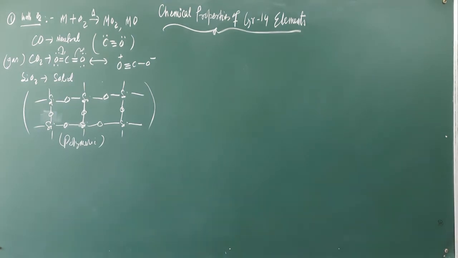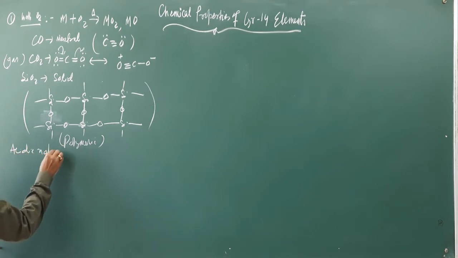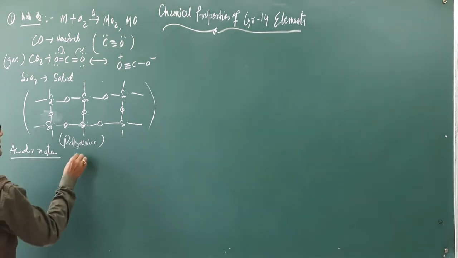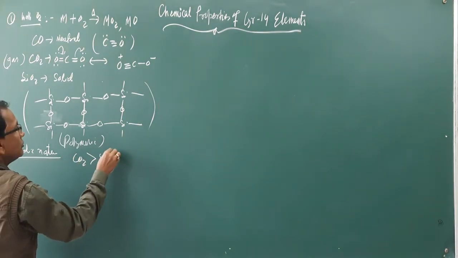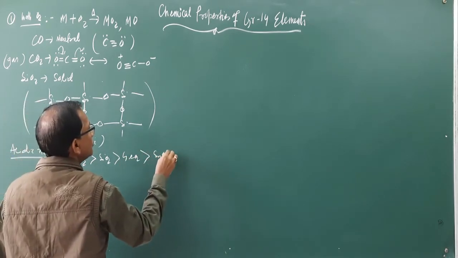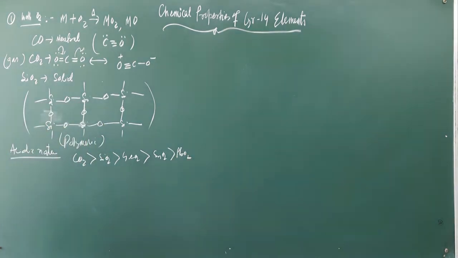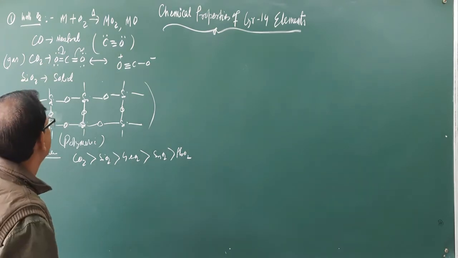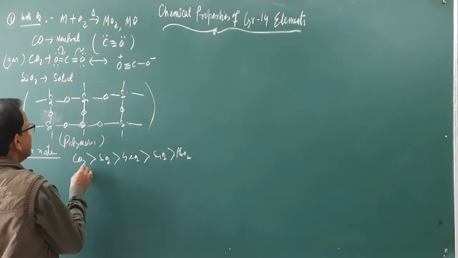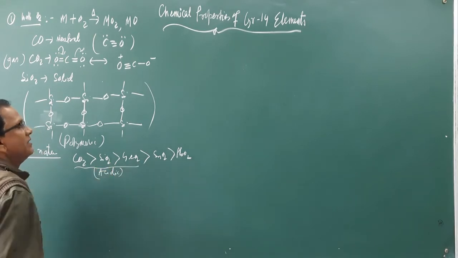This is a very important question: why CO2 is gas and SiO2 is solid. Now the acidic nature: generally the acidic nature of carbon dioxide is more than SiO2, SiO2 more than GeO2, and GeO2 more than SnO2. Generally almost all of these are acidic, and then there is amphotericity.